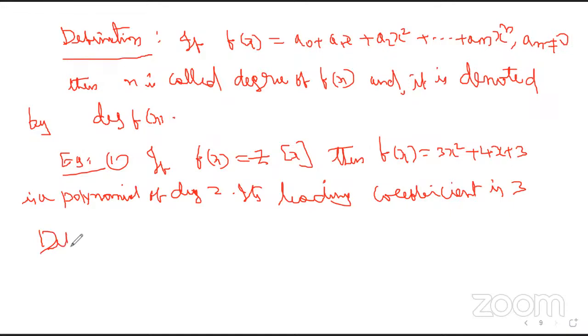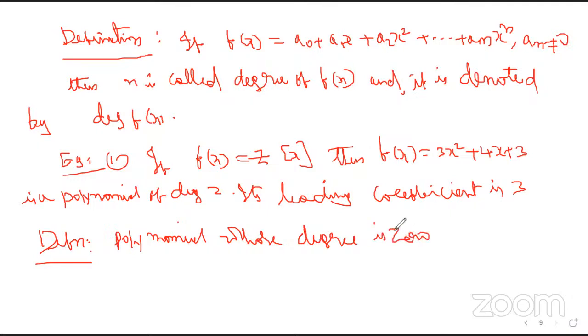Next definition. Polynomials whose degree is 0 are called constant polynomials.